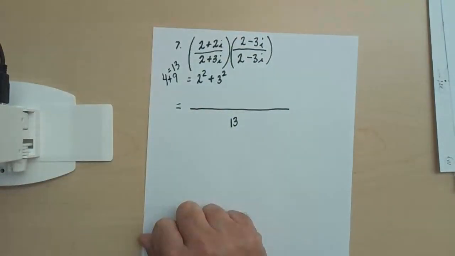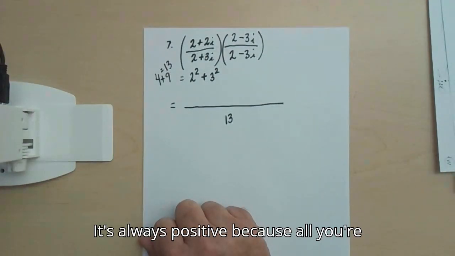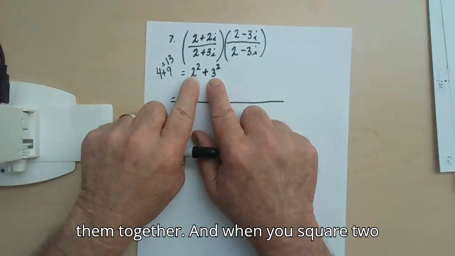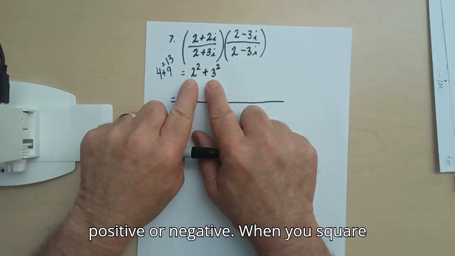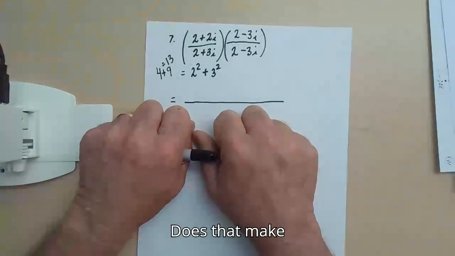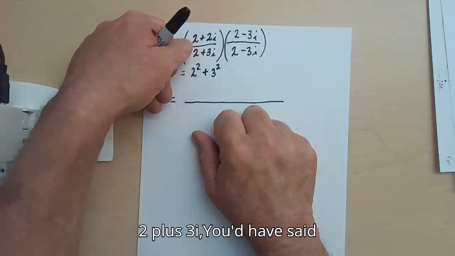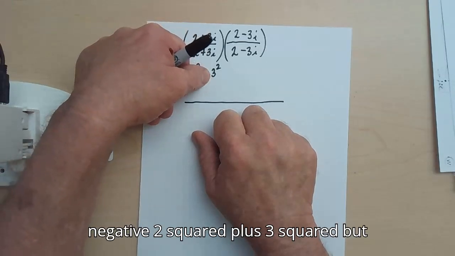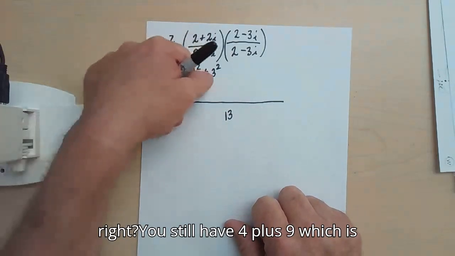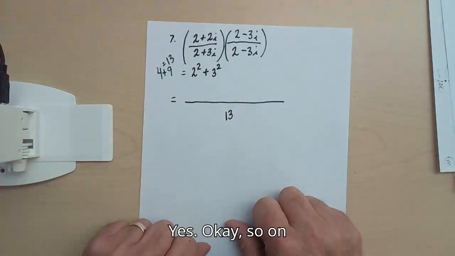On the bottom, do you always keep it positive? Yes, it's always positive, because all you're doing is squaring two numbers and adding them together. And when you square two numbers, it doesn't matter if they're positive or negative. When you square them, they're positive. Isn't that right? That makes sense? So if this had been negative 2 plus 3i, you'd have said negative 2 squared plus 3 squared, but negative 2 squared is still positive 4, right? You still have 4 plus 9, which is positive 13. Does that make sense?